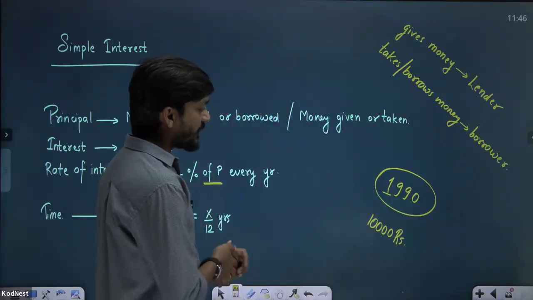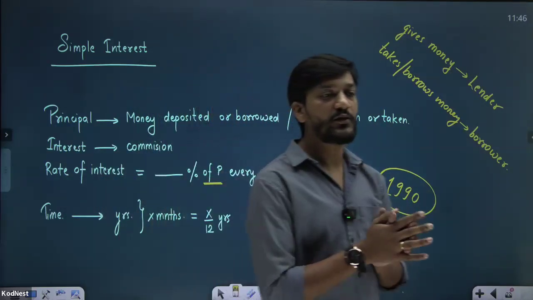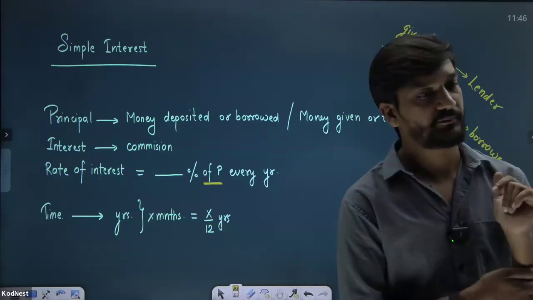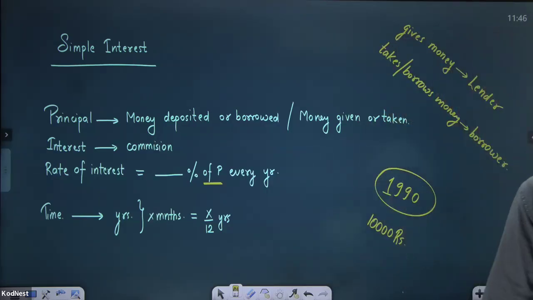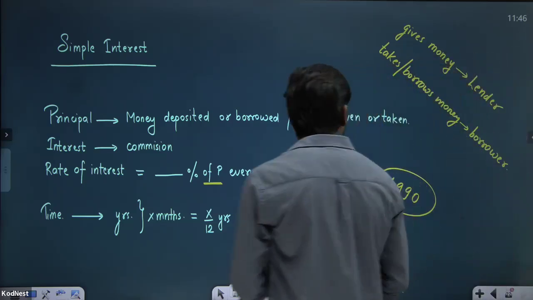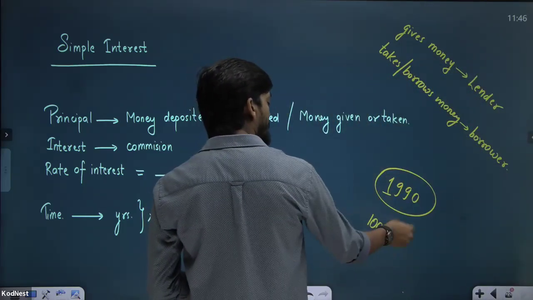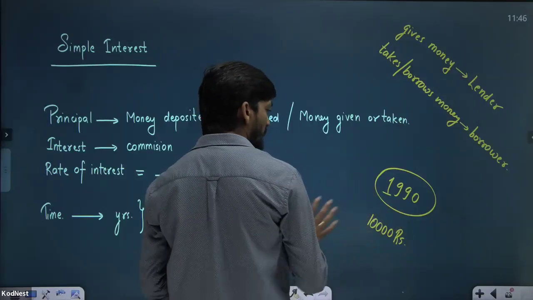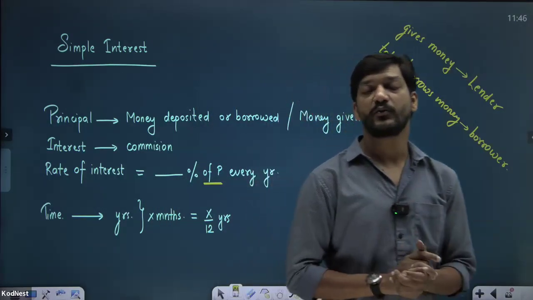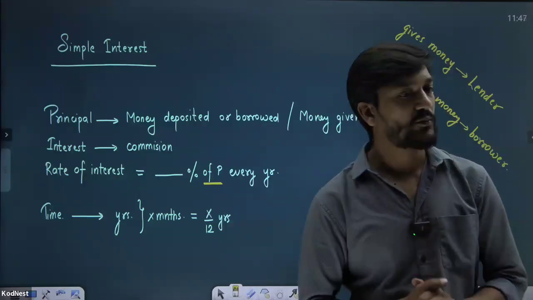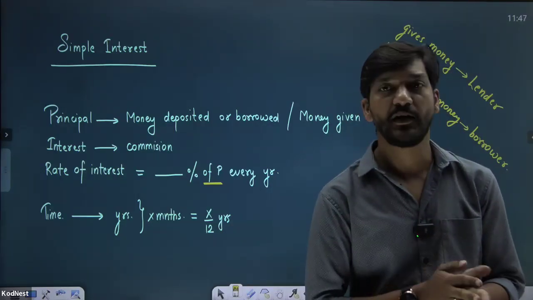A small amount, big amount? 1990, 10,000 rupees, small or big? Extremely big, right? You can purchase a plot. At that time, I'm saying, you can purchase a very big piece of land with this amount. So it was a very big amount. But currently, is it big currently?